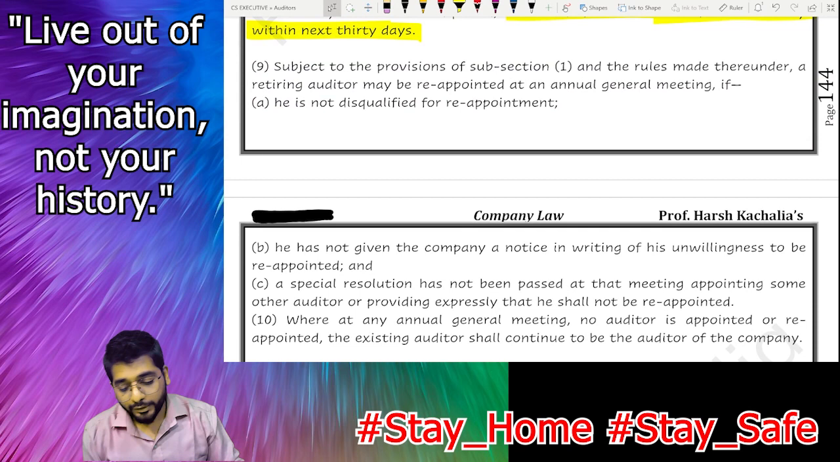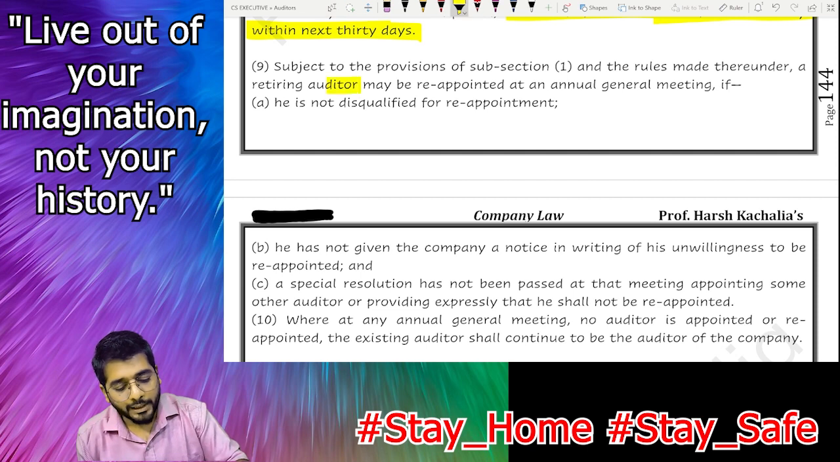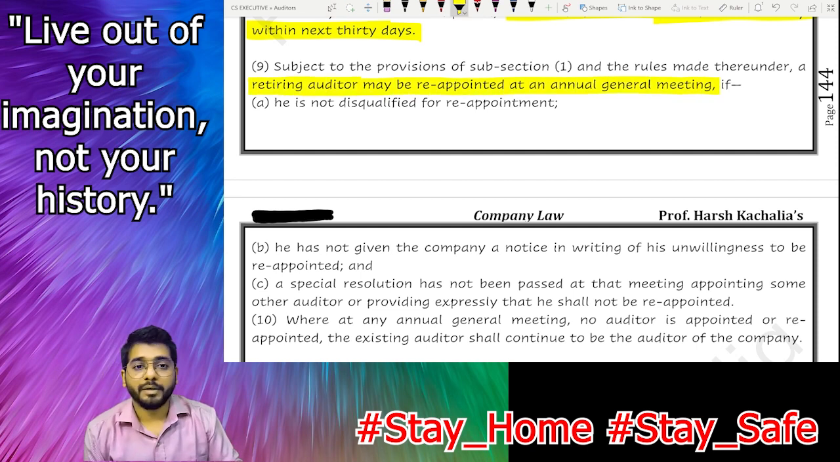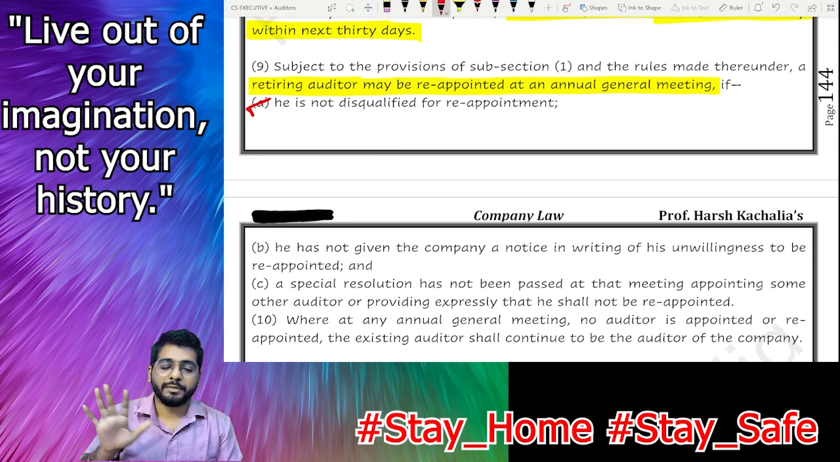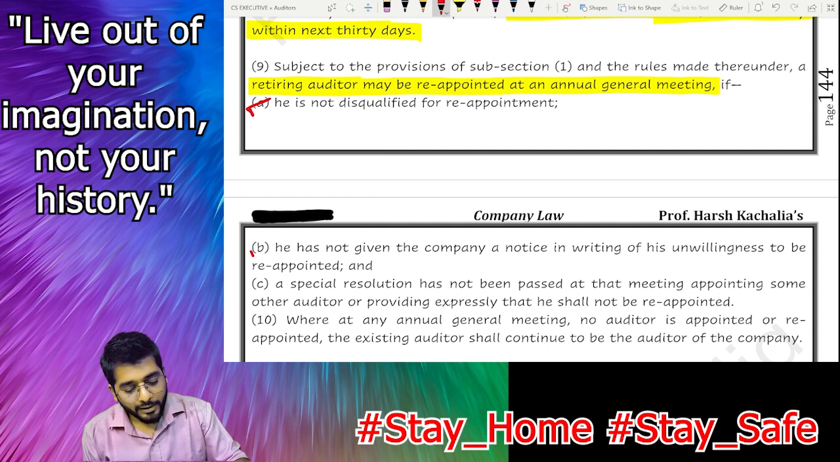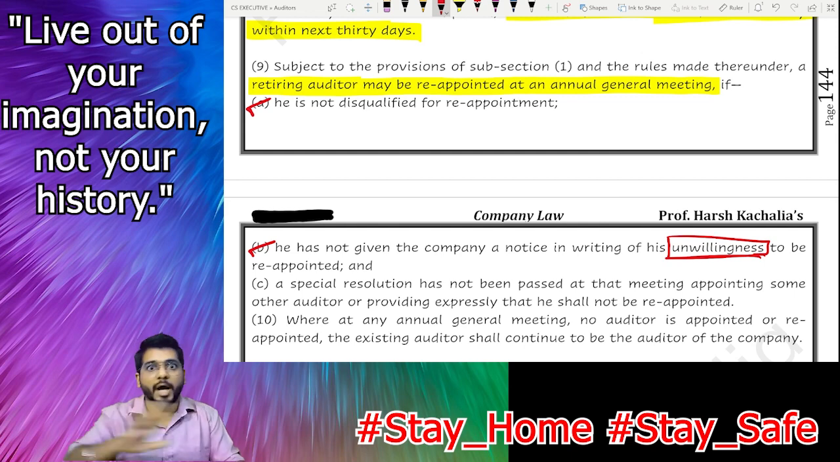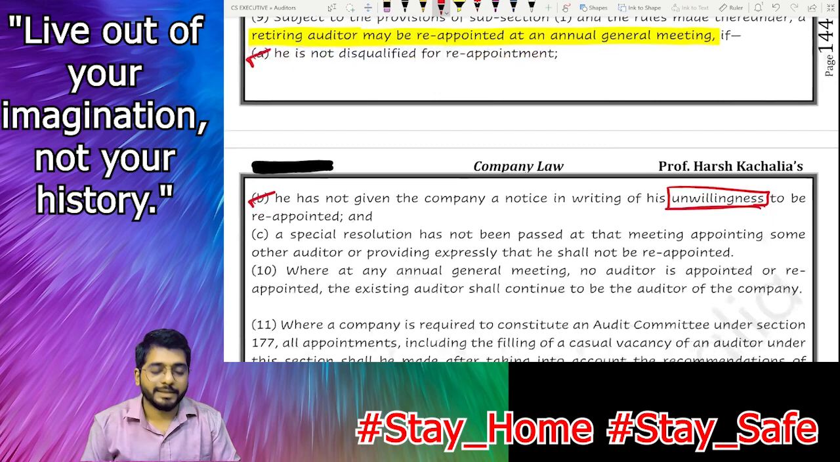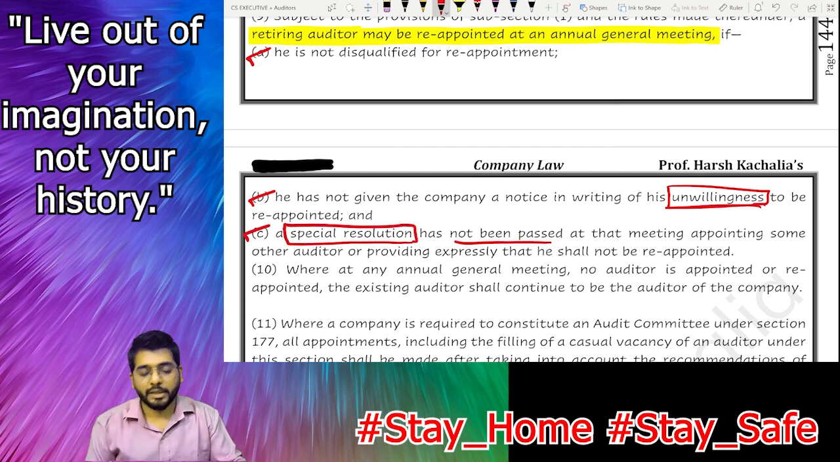Okay. Subject to the provisions of subsection 1 and the rules made thereunder. So whatever we did under subsection 1, subject to them, retiring auditor may be reappointed at the AGM first if he is not disqualified for reappointment. If it is an individual and your 5 years are over, you cannot be reappointed. Correct. Second, he has not given the company any notice expressing his unwillingness, meaning he has not specified that I don't want to be reappointed in this company. No, nothing like that has happened. Third, a special resolution has not been passed in any meeting of the company that we don't want to reappoint such person, we want to remove such person.